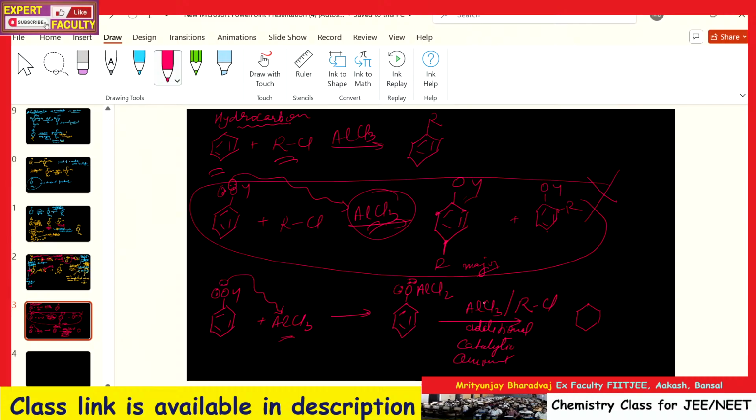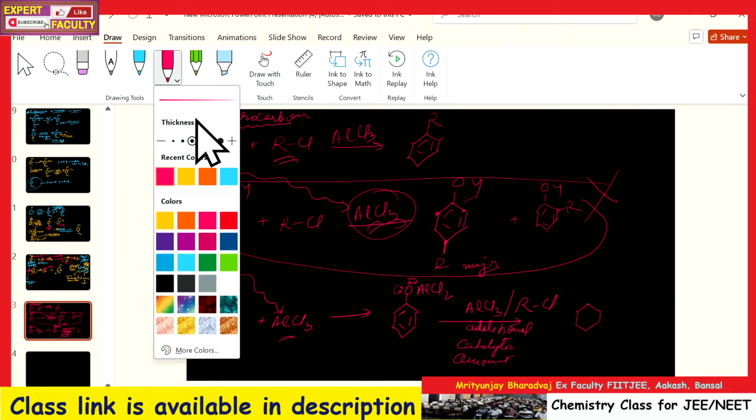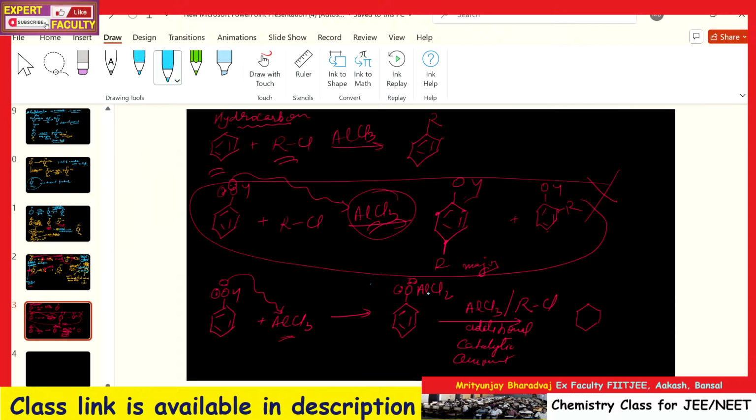Now the phenol is bonded with AlCl3. I think I have taken the wrong color. The phenol is bonded with the AlCl2. Okay, this color is visible, right? So this AlCl3 is having a vacant d orbital. The lone pair will be engaged with the Al, so the availability of the lone pair with the benzene ring will be less. And this lone pair will not be donated further to any AlCl3.